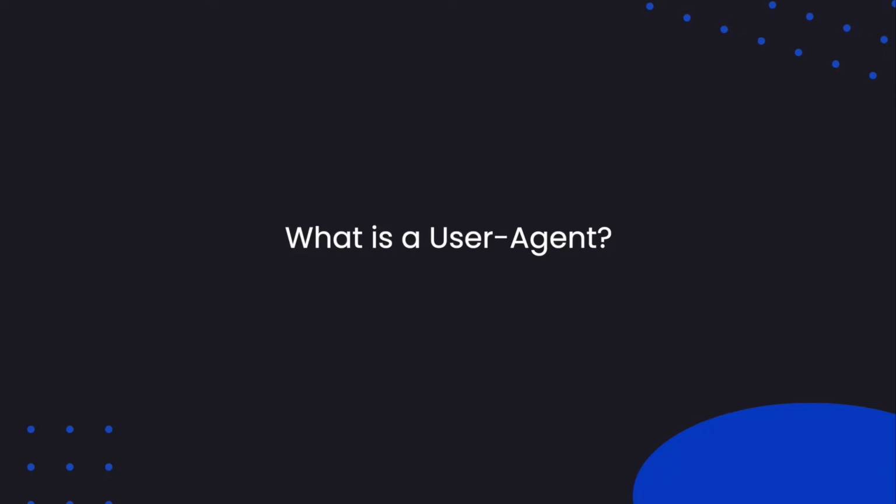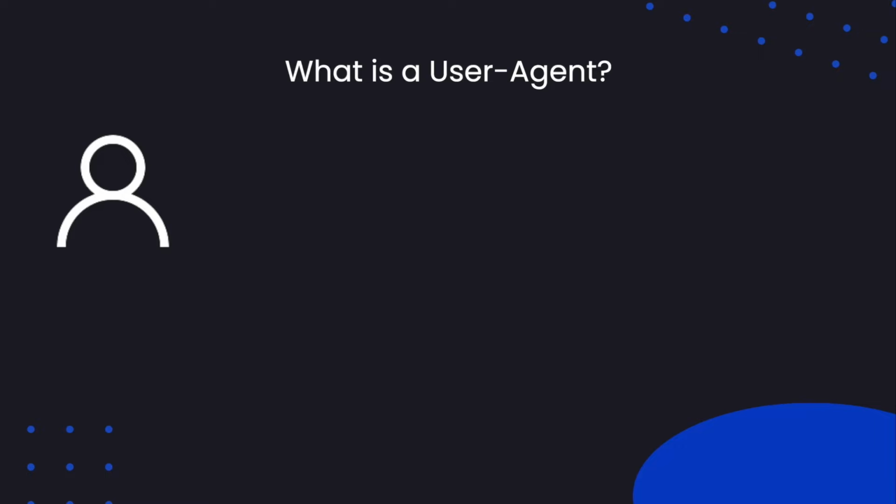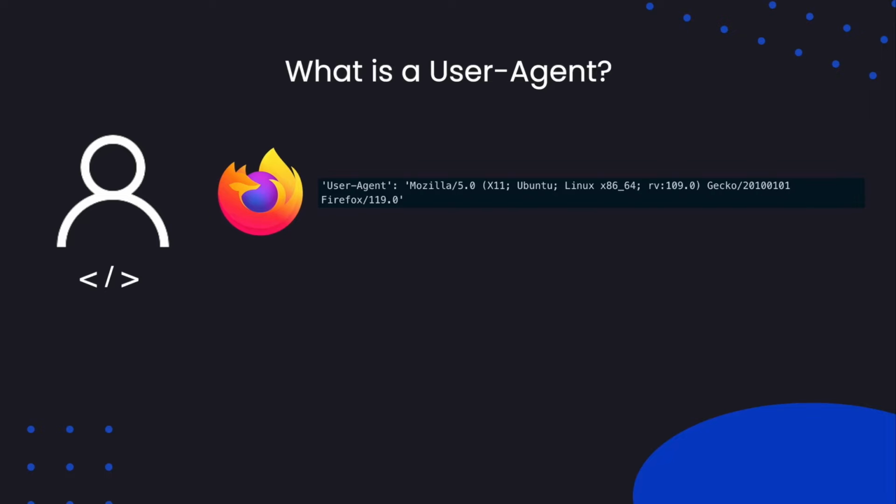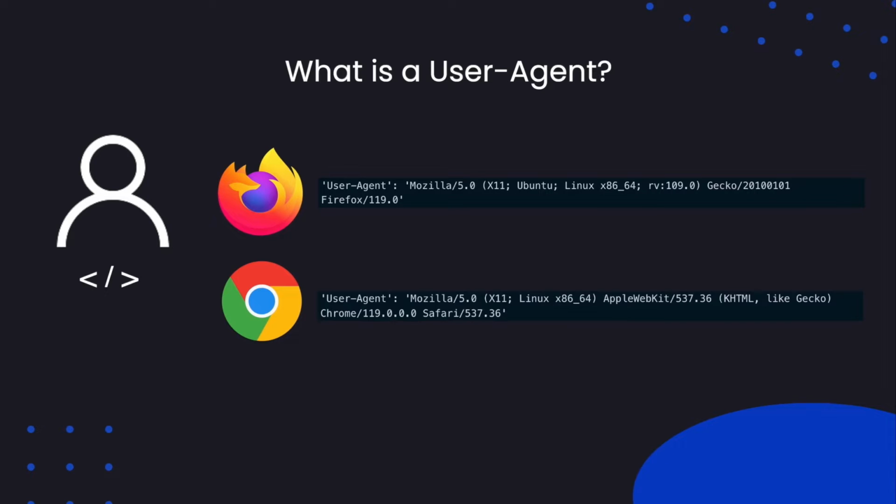What exactly is a user agent? Well, a user agent is a string containing information about your browser. For instance, if you're using Firefox on Ubuntu, your user agent might look something like this. And if you're using Chrome, it might look something like this.